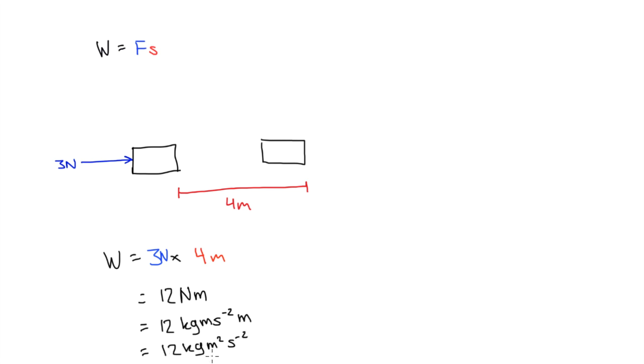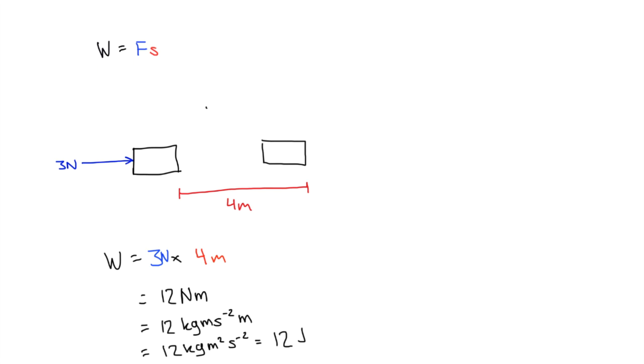And so now we have a special unit for work that is equivalent to kilograms times meters squared per second squared, and that is called the joule. So it is 12 joules of work that was expended in moving this box from this point to this point, 4 meters. Now work is calculated using the force that is parallel to the displacement that the object has moved.